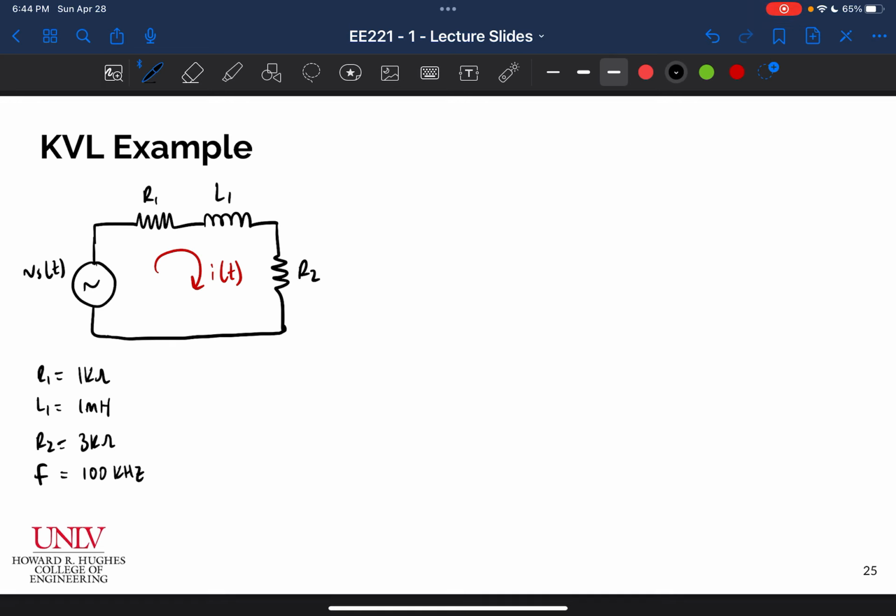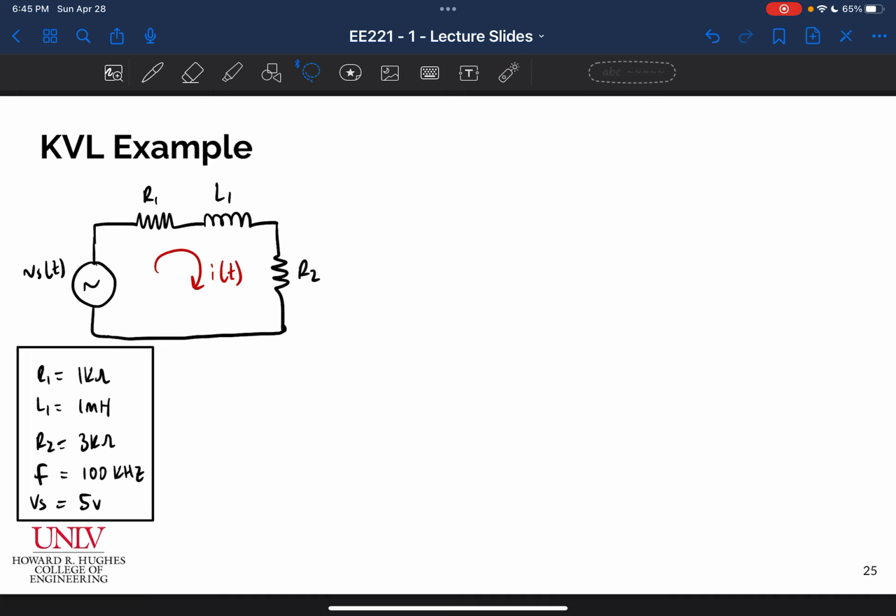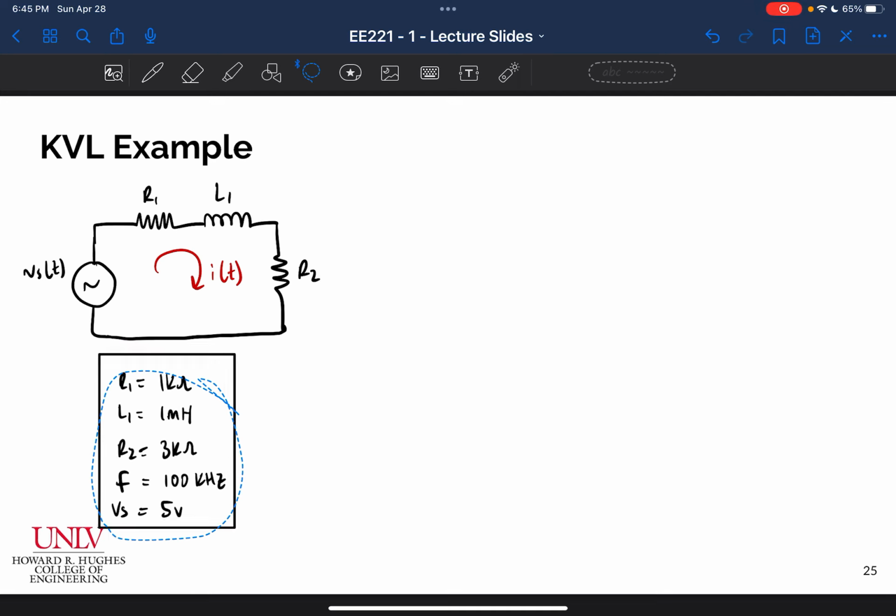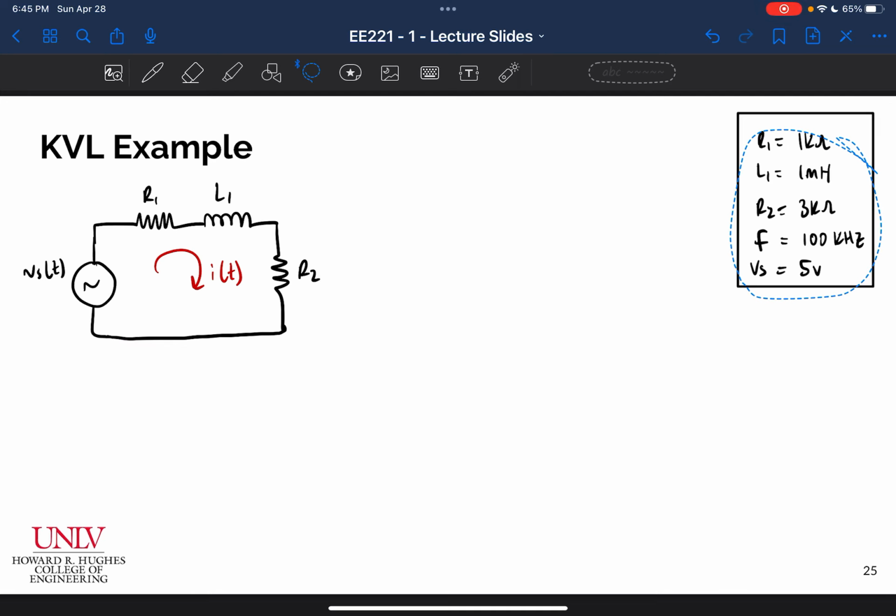And let's say that Vs, this is capital Vs, is the amplitude of my sinusoid. Let's just say that it's 5 volts. Okay? So I want to know what I of t is in this circuit. I have all these parameters here. Let me actually just throw a box around them, and then we can move them somewhere a little bit more convenient if we need to. Just throw them up here.